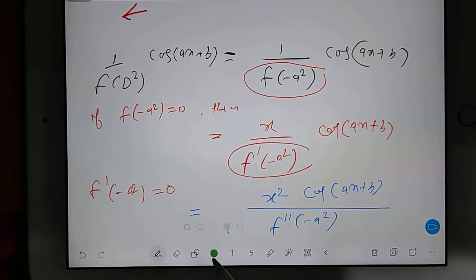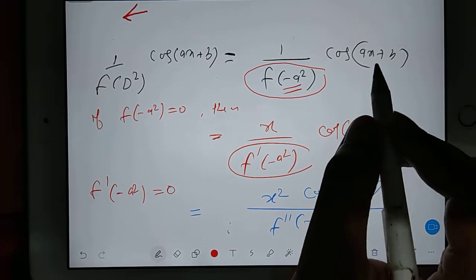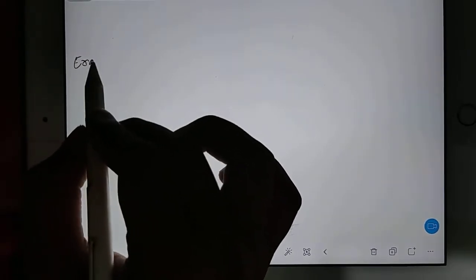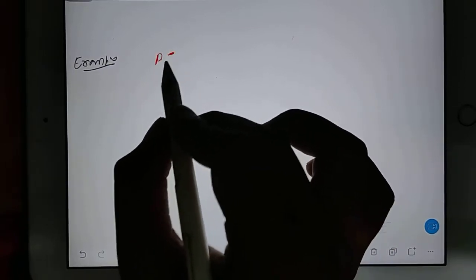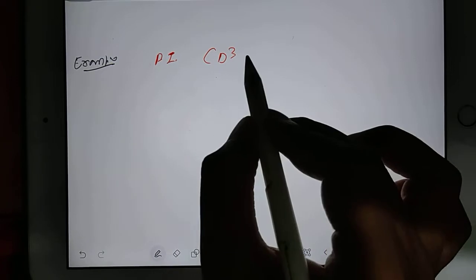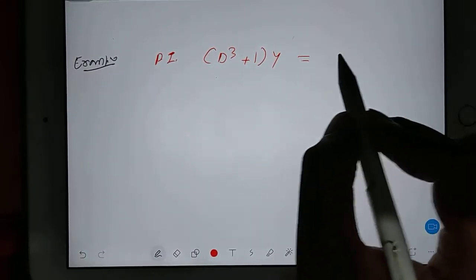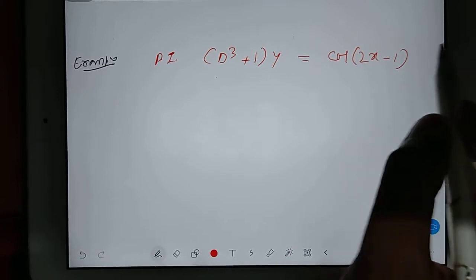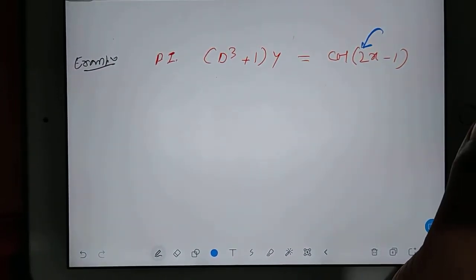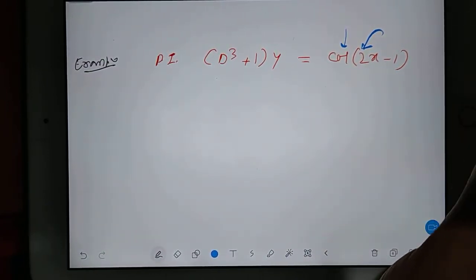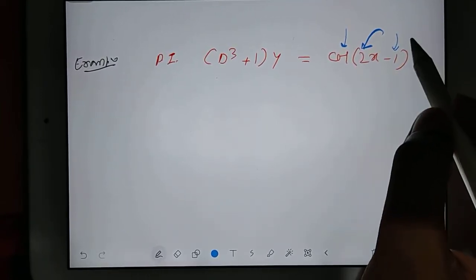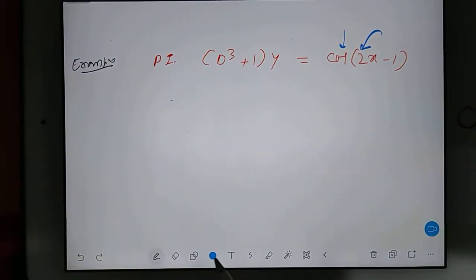Some students will be confused with this minus a square part. To clear that part, I'm taking an example. I'll change the page. Take down one example. In this example, we are only bothering about the particular integral part, and the total question is (d cube plus 1)y equal to cos 2x minus 1. So you can see your a value is 2, and this question is made for cos. Question is made for sine or cos, does not matter; every concept is the same. We don't have to do anything with the b value. This b is as it is. We'll just copy paste every time.